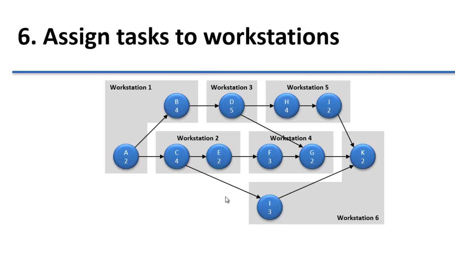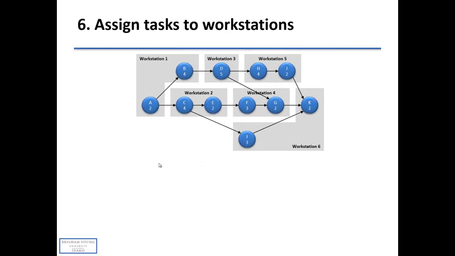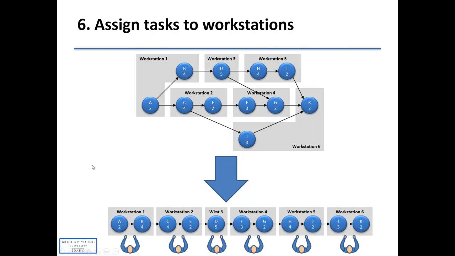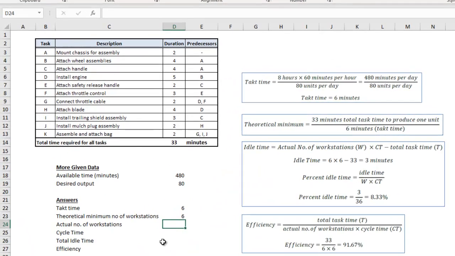And if you think of it, we've honored all of the predecessor relationships. And then what we would do, if we were setting up this line, is reorganize those tasks in this linear fashion. And this is what our production line would look like with the 6 workstations. Okay, so the next thing we're going to do is step 7. But let's go back into here, and I want to make a note that our actual number of workstations was 6.